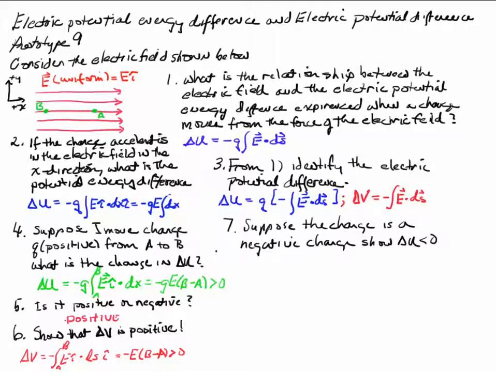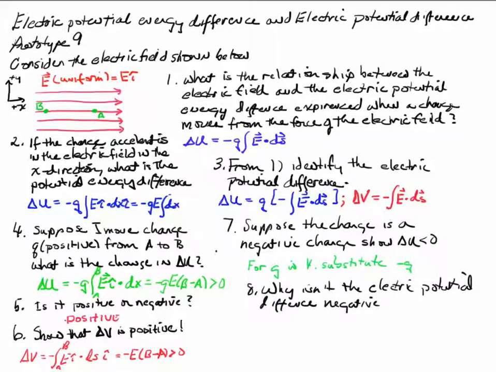Now suppose that the charge is a negative charge. Show that delta U is less than 0. That is negative this time. For Q in 4, simply substitute minus Q. And you can see at the end of the calculation that if I substitute a minus Q, I have a minus times a minus Q, and then the quantity will be less than 0.